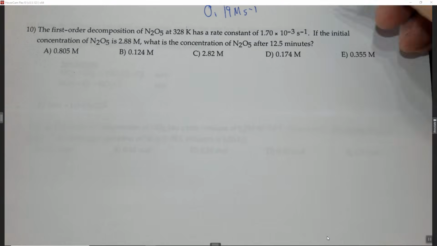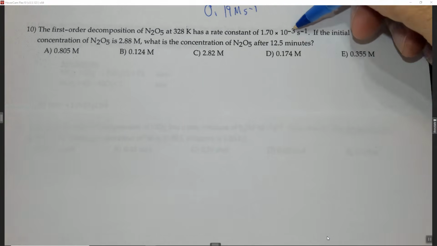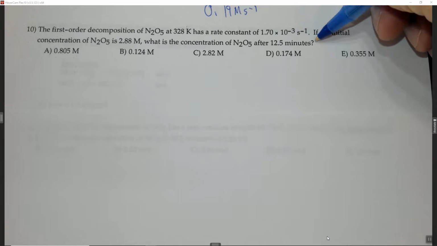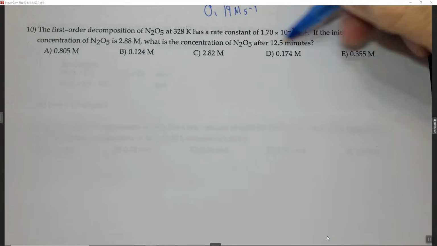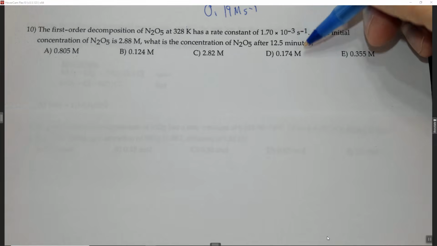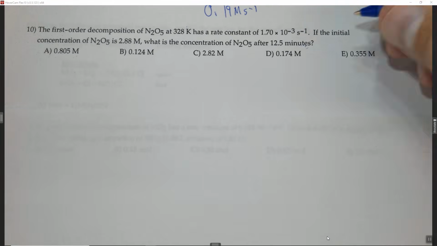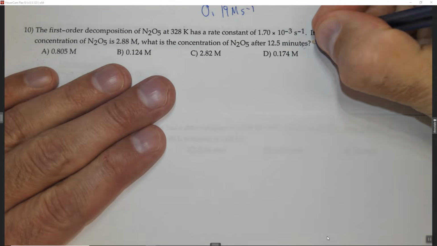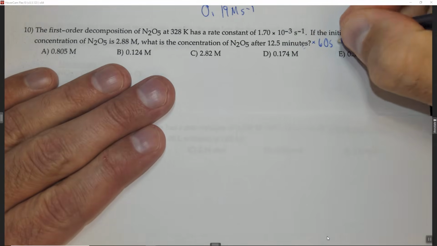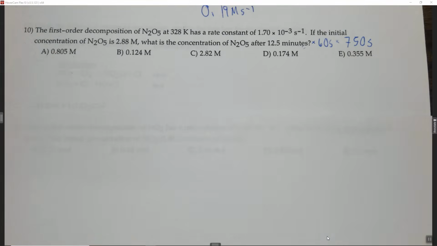The other thing, and this is a little bit tricky, the rate constant is 1.7 times 10 to the minus 3 per second, and we want to know after 12.5 minutes. You have to either put this into minutes, which I probably wouldn't do. I would put this into seconds. That's probably the easier way to do it because I just multiply that by 60. So if I take the 12.5 minutes and I multiply by 60 seconds in a minute, I find that there are 750 seconds.